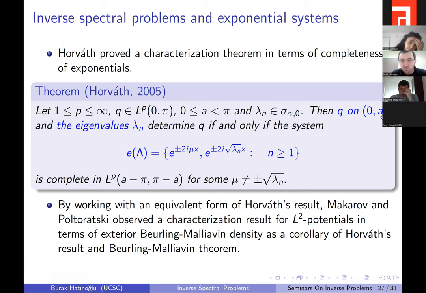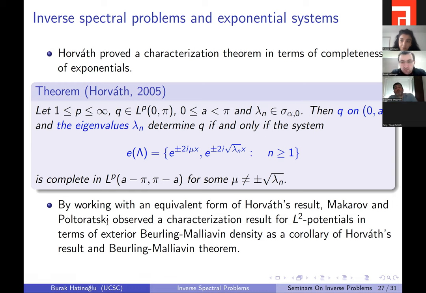The potential on the interval (0, a) and the given eigenvalues lambda n, some subset, determine the potential if and only if this exponential system is complete in L^p on the interval (a minus p). Remember, a appears here. A is the size of the interval on which the potential is known. And here this exponential system consists of e to the plus minus 2i root eigenvalues x and some additional exponential. And this can be anything except the eigenvalues. And what is also remarkable is that this is a characterization result. And yeah, he was the first to make these connections.